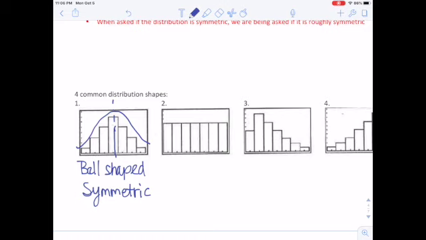The next one is kind of strange. You probably have never seen it. The data is all the same height, and that's called uniform, and that's also symmetrical. Why? Because if you fold it right in the middle, they all match up.